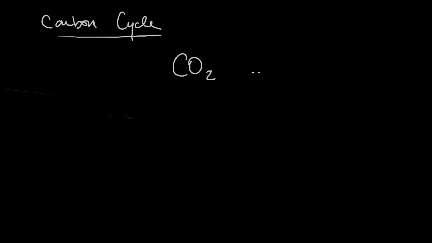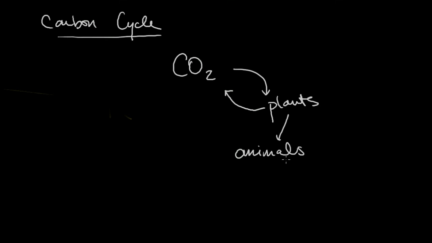Let's talk about the carbon cycle. So let's start with atmospheric carbon dioxide. Atmospheric carbon dioxide, through photosynthesis, finds its way into plants. Plants release carbon dioxide through cellular respiration and also turn it into sugar, which then finds its way to animals. So, finds its way to animals via feeding relationships.